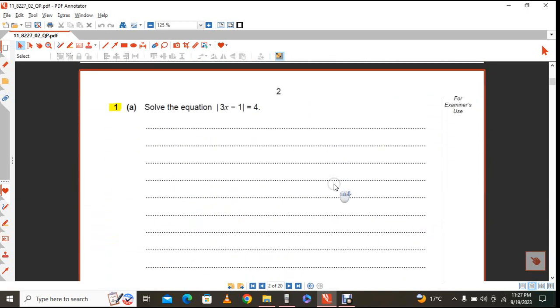I'm focusing today on question 1, where you are supposed to solve an absolute value equation. The absolute value of 3x minus 1 equals 4. The thing about absolute value equations is that you should always check your solutions to make sure that they check out. You will have to create 2 equations: 3x minus 1 equals 4 and 3x minus 1 equals negative 4. Think of the absolute value as a distance.